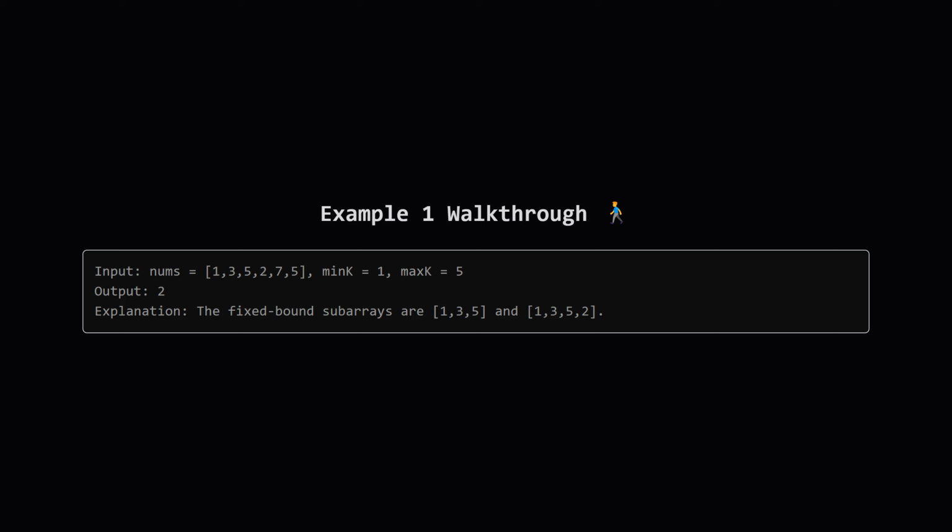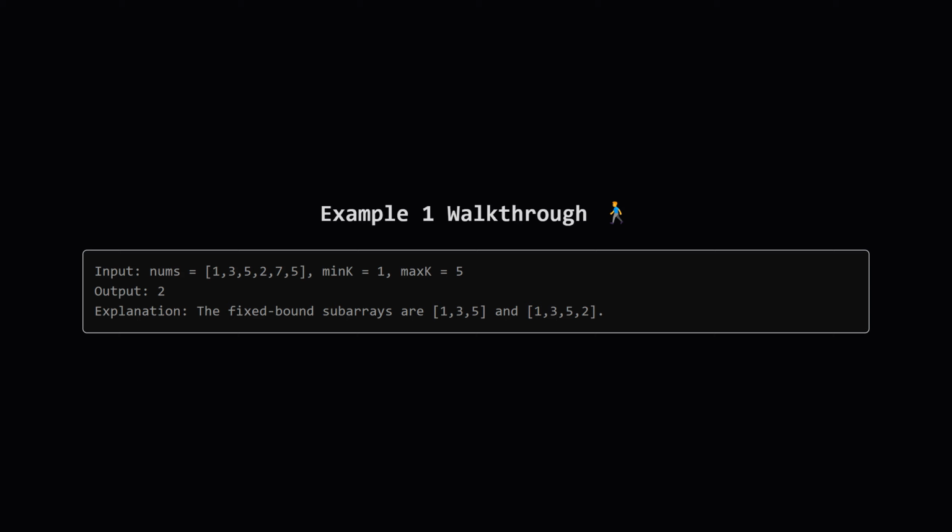Let's look at the first example. The list is 1, 3, 5, 2, 7, 5. We're looking for subarrays where the minimum is exactly 1, and the maximum is exactly 5. The first subarray that works is 1, 3, 5. Its minimum is 1, its maximum is 5. Perfect. The next one is 1, 3, 5, 2. The minimum here is still 1, and the maximum is still 5. So this one counts too.